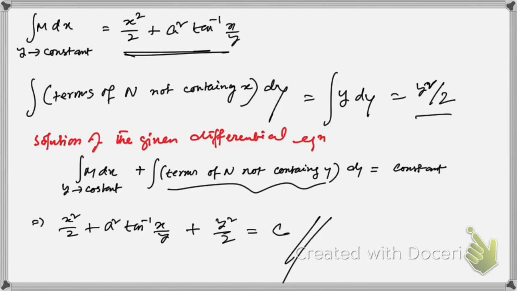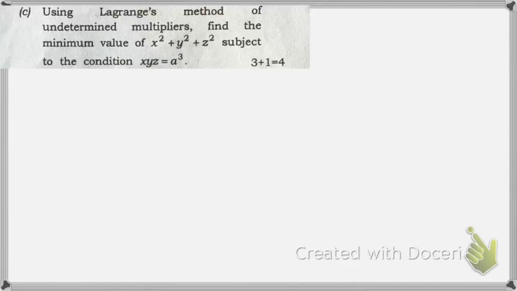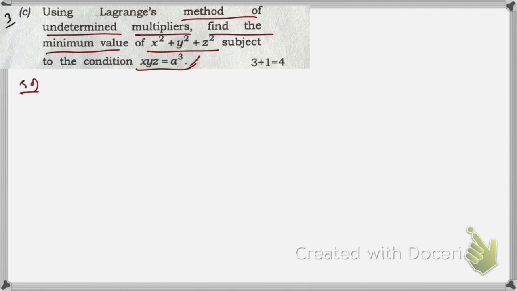So hope now let us solve the next question. So here is the next question, question number 3c. So use Lagrange method of undetermined multipliers. Find the minimum value of this subject to the condition xyz is equal to a cube. So here you see, first let me write the function here. So here f is equal to x square plus y square plus z square. So this is, suppose, 1. So now the condition is given that xyz equals a cube. So just make it equation number 2.